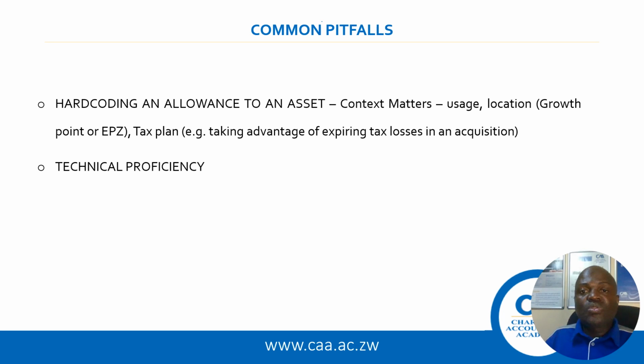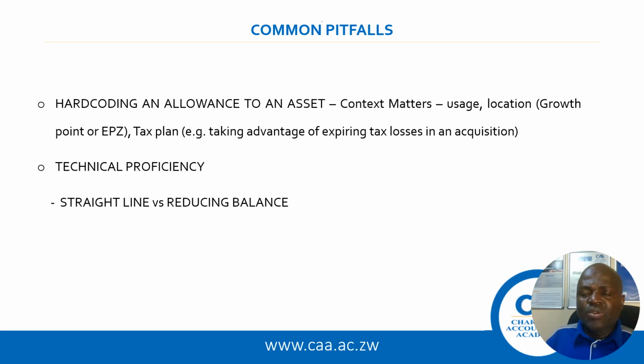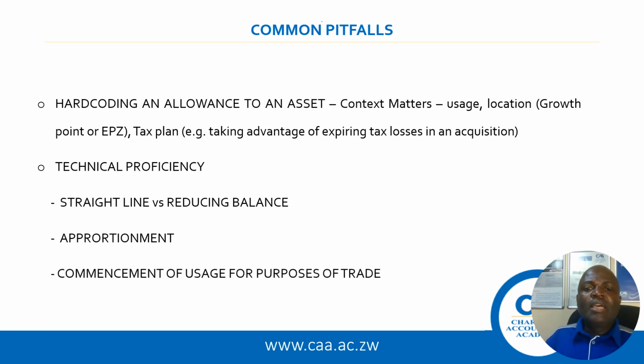Technical proficiency: students sometimes just fail to do the operation of whether this is straight line or reducing balance. Am I apportioning over the year or is this not apportionable? When do I commence calculating capital allowances, given that I cannot do it if the asset has not started to be used for purposes of trade?